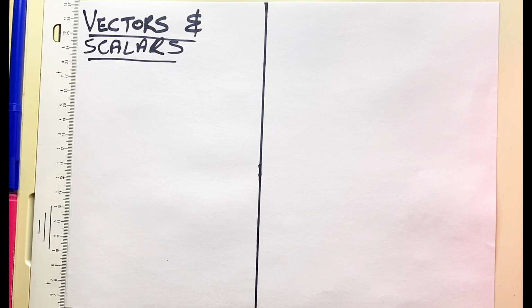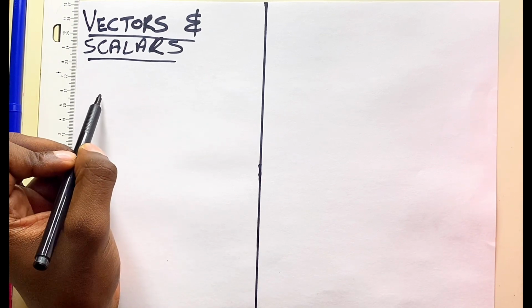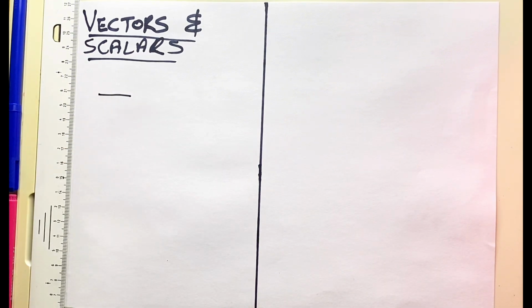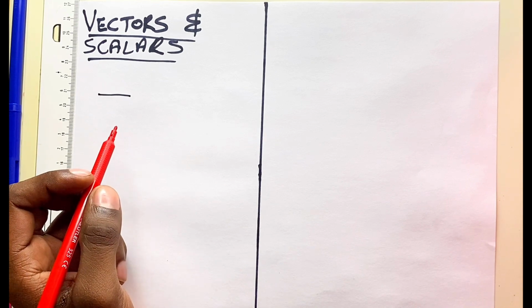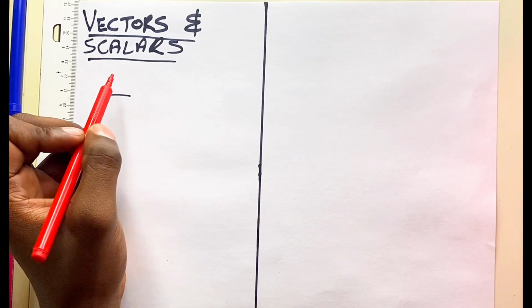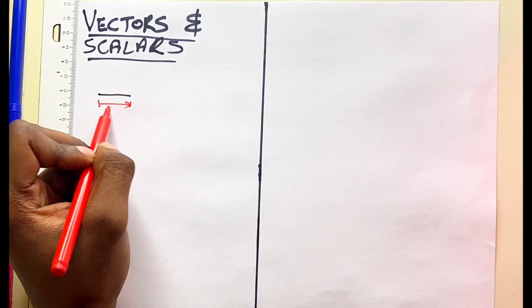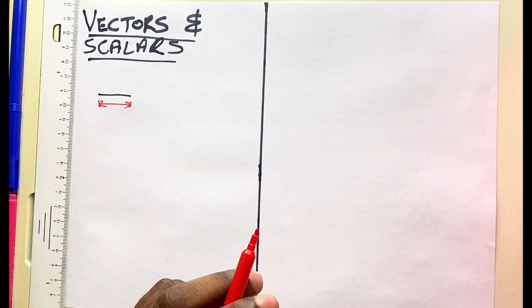So in this video we are going to talk about scalar and vector. So let's start off with a scalar. A scalar is any positive or negative physical quantity that can be specified by its magnitude. So when I say it can be specified by its magnitude, I mean that we can measure the size of this quantity and we can present it just using its magnitude.